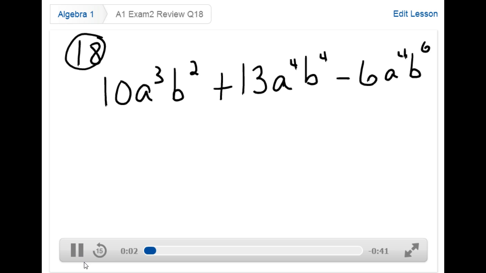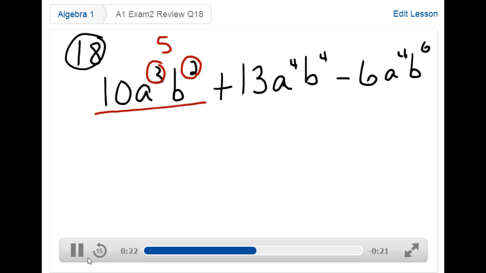Question 18. Find the degree of the polynomial 10a to the third b squared plus 13a to the fourth b to the fourth minus 6a to the fourth b to the sixth. Okay, the degree. First we're going to look at each term, and we're going to add the exponents that are in each term. So this is 5.